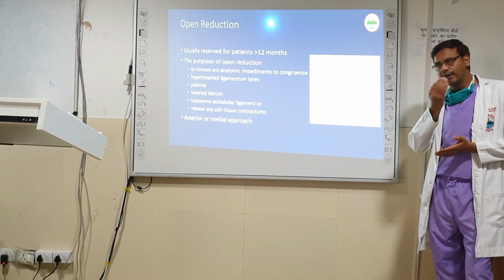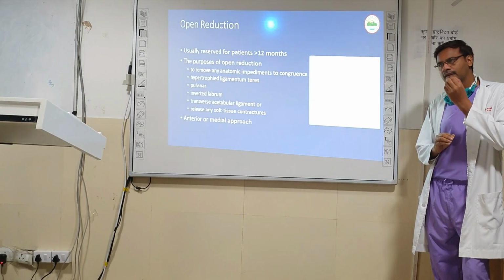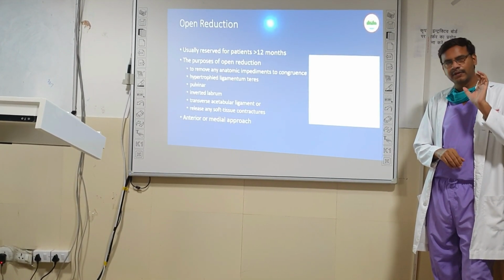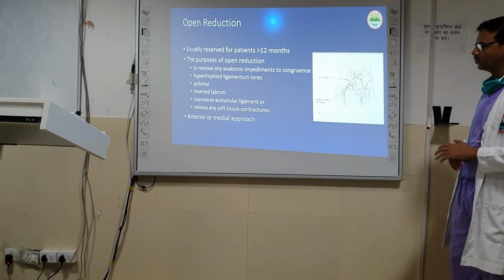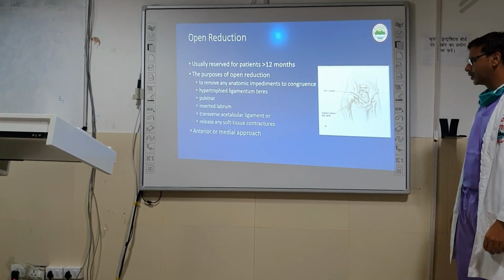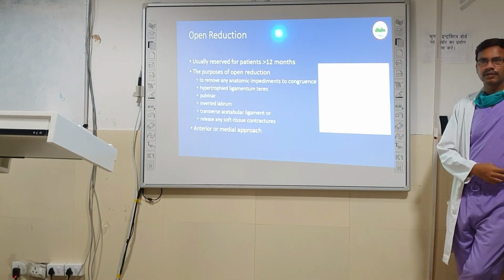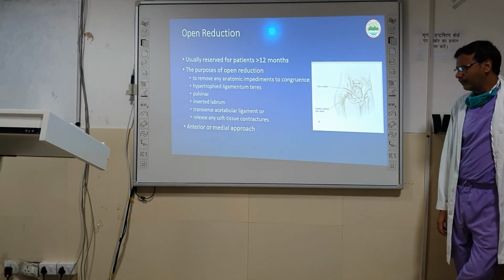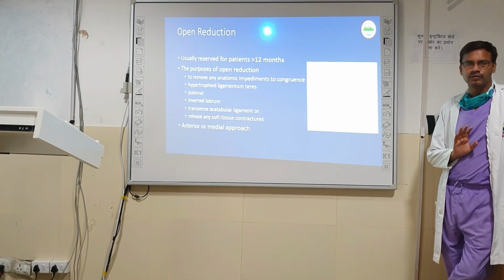There may be an inverted labrum, okay. There may be a hypertrophied psoas tendon. All these factors may be impediments to your reduction. So in the open reduction, you remove all these things. Transverse acetabular ligament is another important structure. Usually anterior or medial approaches are suggested for doing this open reduction. Medial I am not very conversant with, but anterior is what we most commonly do. Next.